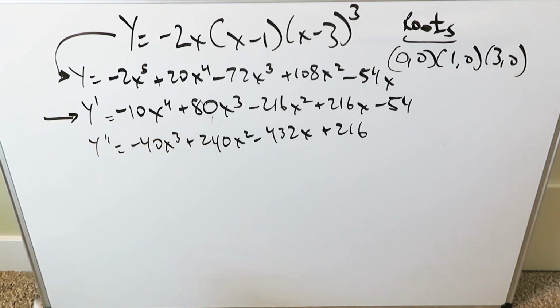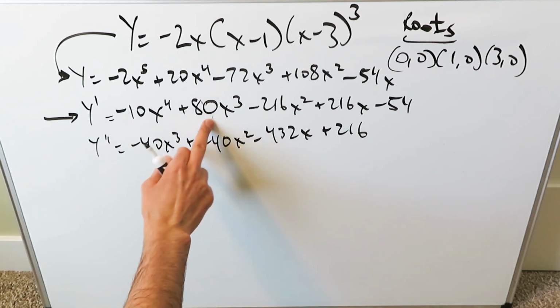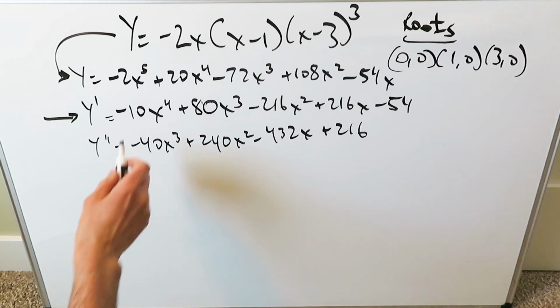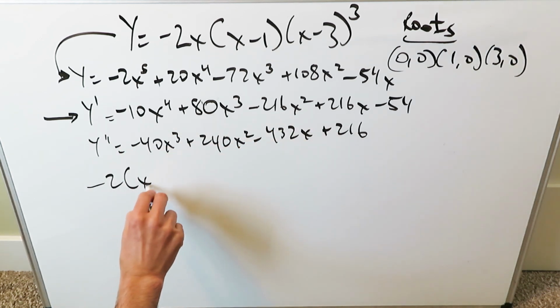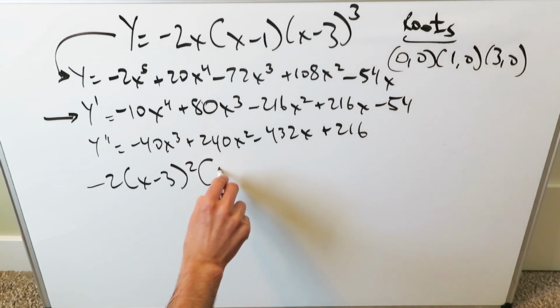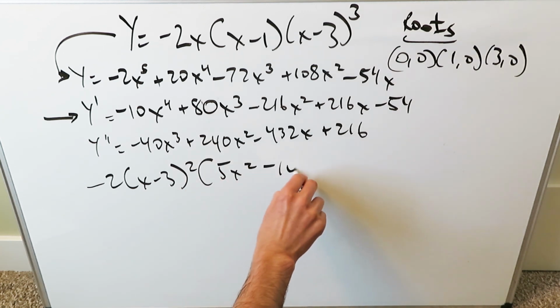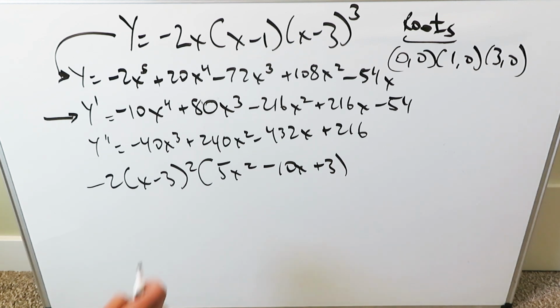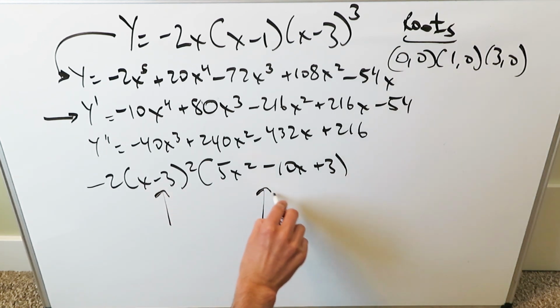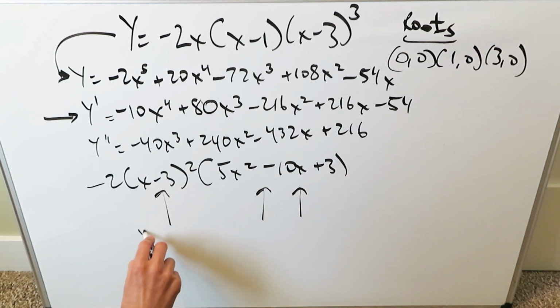Look right over here and determine your critical points. How will you do that? You will convert this back into its factored form using your algebra. When you convert this first order derivative into your factored form, you have this: minus 2 times (x minus 3) whole square times (5x squared minus 10x plus 3). From here you're getting your critical point x values. You'll get here x equals 3.